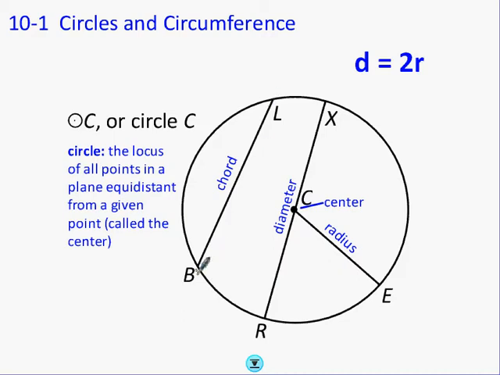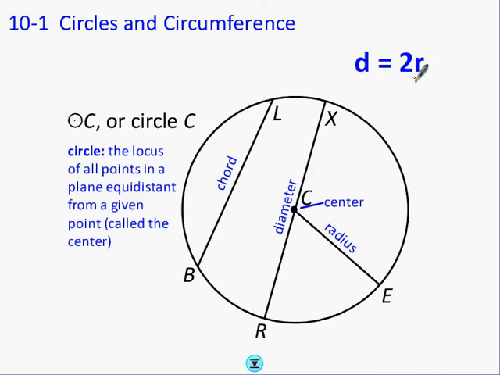Obviously, a chord is a segment whose endpoints are on the circle. A diameter is a chord that happens to go through the center of the circle, which makes it the longest chord. And a radius is any segment that goes from the center of the circle to the circle. You'll notice that a diameter is 2 times the length of the radius because it's simply 2 radii put together.